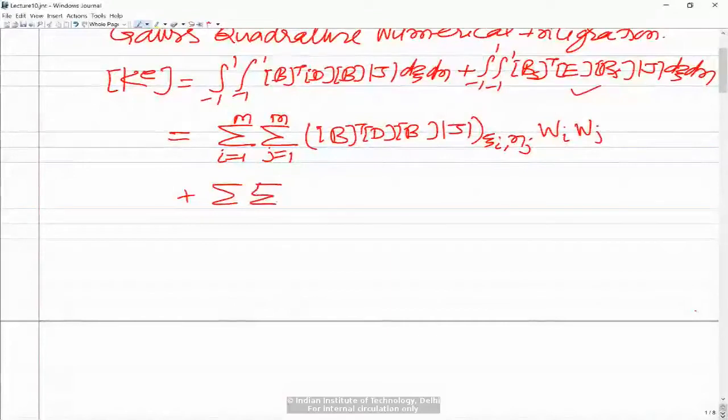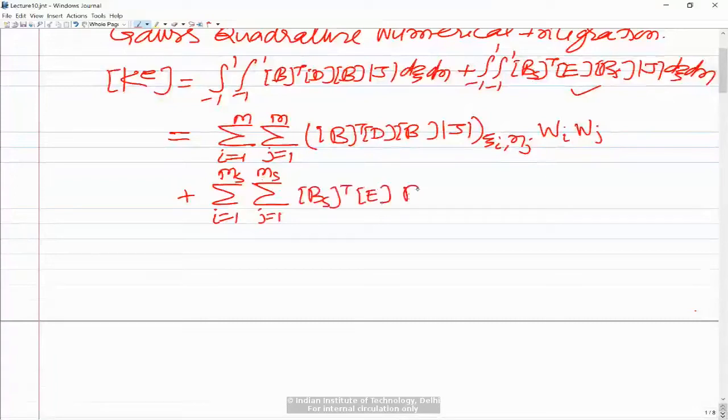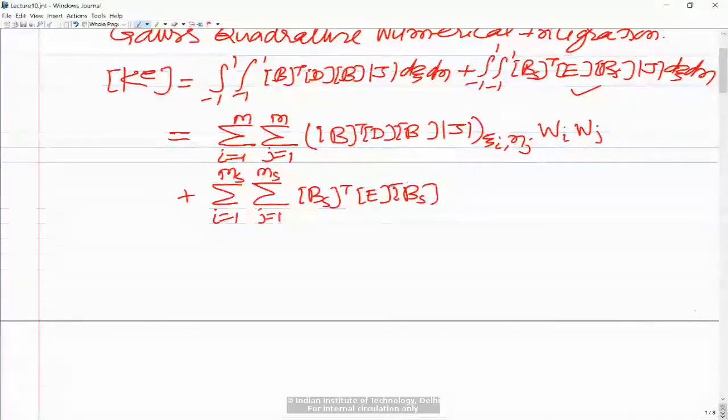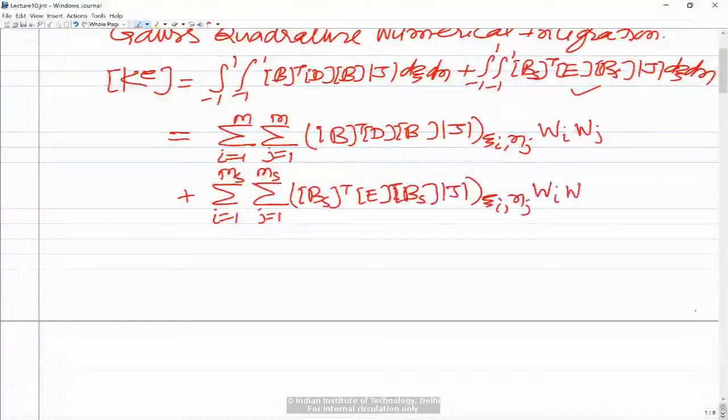This term is also replaced by a double summation. Again, say i going from 1 to M, and for shear I am using a different number of terms, j going from 1 to Ms, and then Bs transpose E Bs into determinant of J. This is evaluated at xi i, eta j, and multiplied by wi wj. So now the integrations are replaced by summation sign, and the summation is done like this.